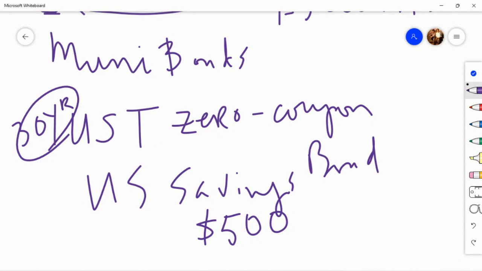So if you annualize it, it may not amount to much, but that's how a zero coupon bond works. It's because they don't pay any interest. Instead of paying interest, they sell at a deep discount.